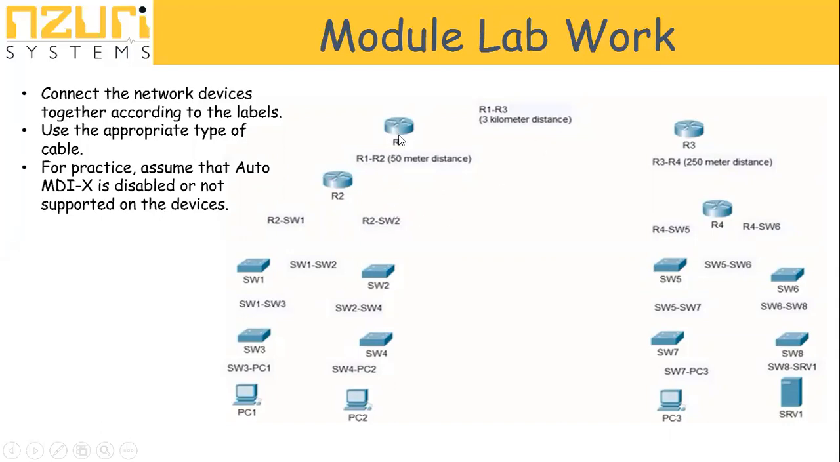Then this is R1 and R2. It is 50 meters. What cable will I use? This is R3 and 4. It's 250 meters. However, I know here and here is both fiber, but in Packet Tracer, you don't have the chance to differentiate whether it's a single mode or multi-mode. So you can use fiber in both places.